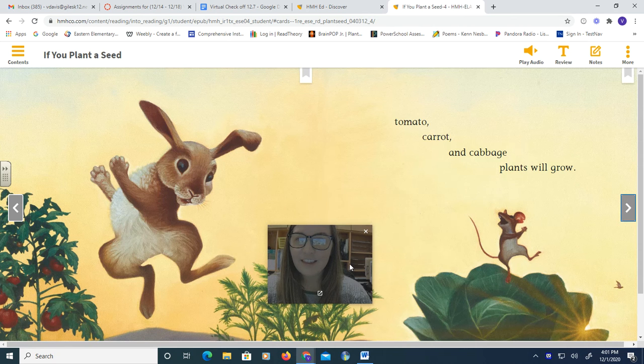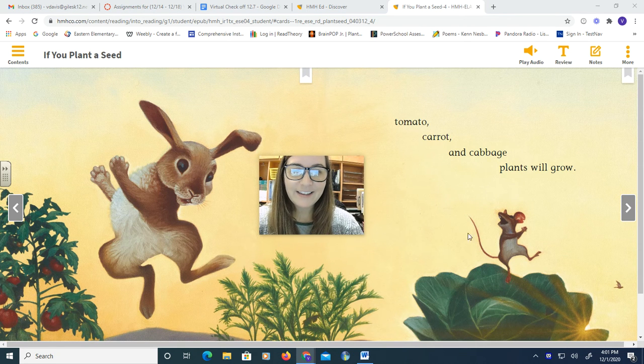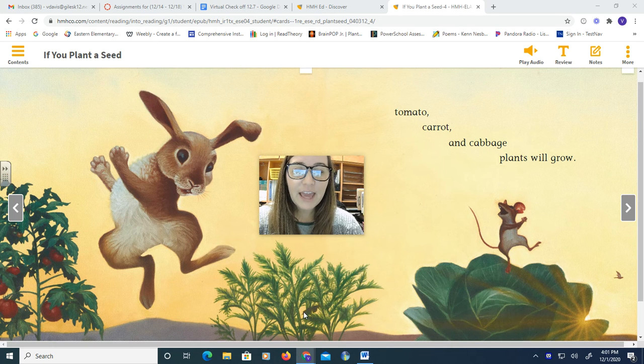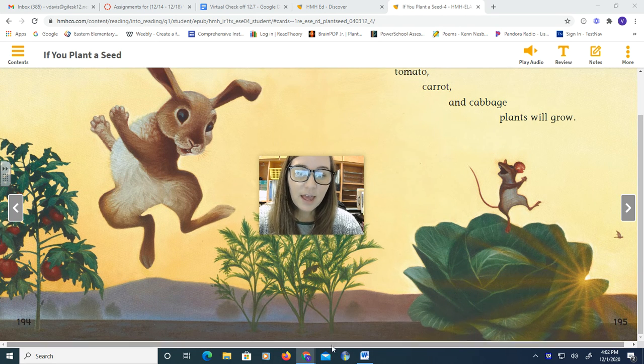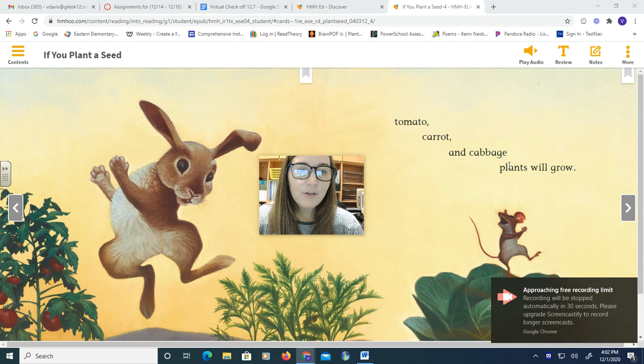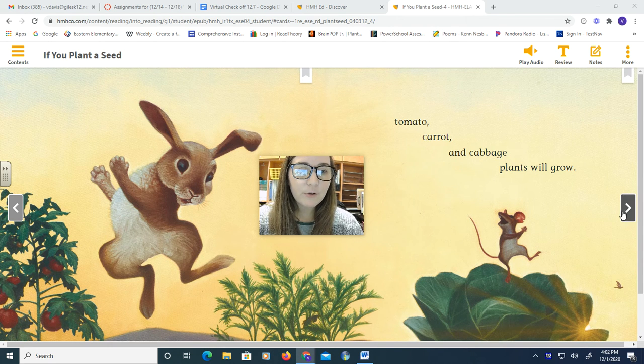Okay. So here we have our little rabbit and our little mouse friend, and they look so excited because look right here. I see the tomato plant has grown along with the cabbage and the carrots. There's the carrots. The heads of the carrots are down here in the ground. They're going to have to pull them up. But it says tomato, carrot, and cabbage plants will grow. So they're happy because they're growing.